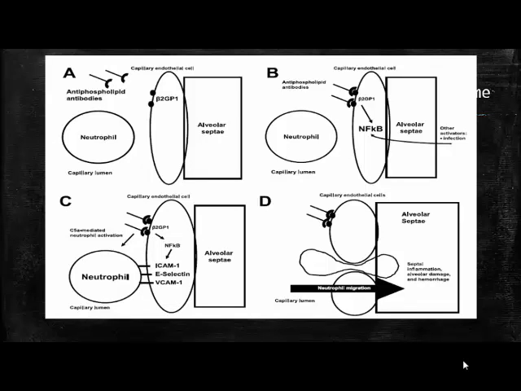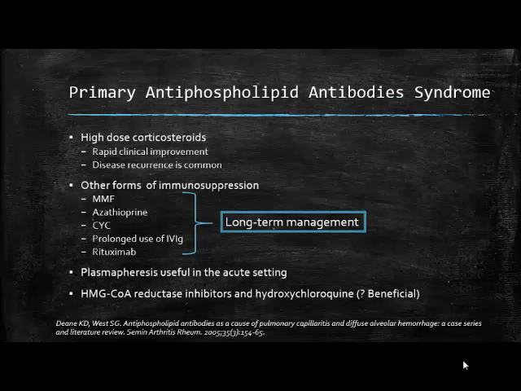Those antibodies, the antiphospholipid antibodies, bind to the receptors on the capillary endothelial cell, and this leads neutrophils to migrate through the capillary to the alveolar capillary endothelial membrane. This will trigger the whole process, where the nuclear debris is going to cause inflammation and then destruction, and then RBCs are going to pass through. They respond quickly to steroids.